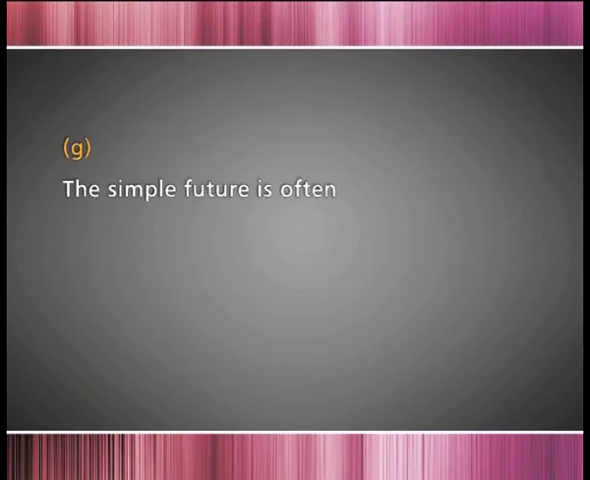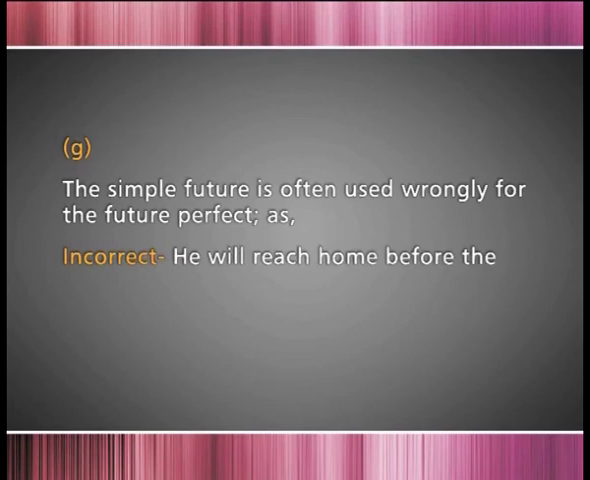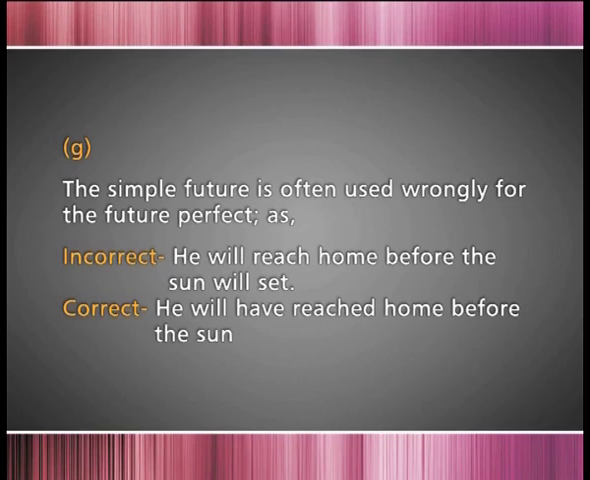G. The simple future is often used wrongly for the future perfect. Incorrect: He will reach home before the sun will set. The correct one is, he will have reached home before the sun sets.